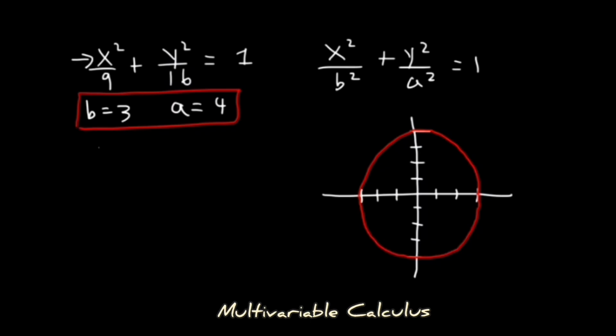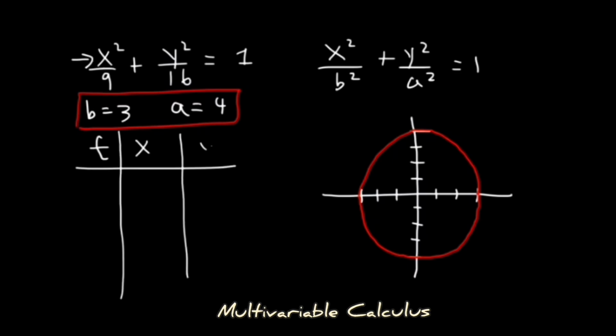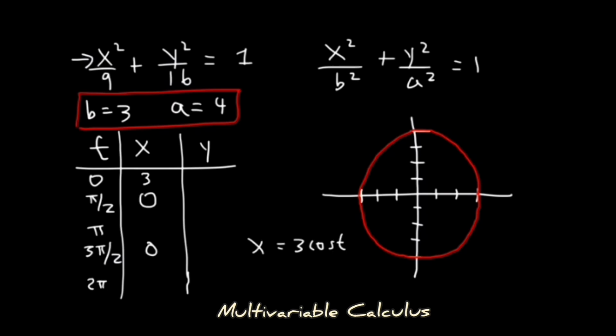Now let's make a table. And let's use the same values for t. 0, pi over 2, pi, 3 pi over 2, and 2 pi. Now, x we set is equal to 3 cosine t. Cosine 0 is 1, so times 3, that's 3. Cosine pi over 2 is 0. Cosine 3 pi over 2 is 0. Cosine pi is negative 1 times 3, that's negative 3. Cosine 2 pi is 1 times 3, so that's positive 3.